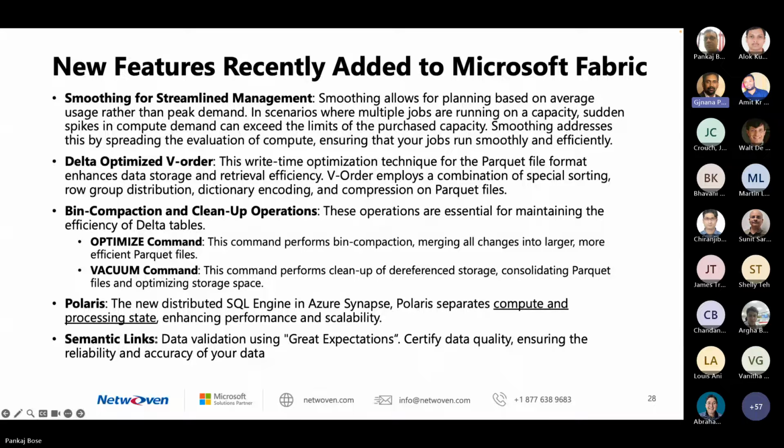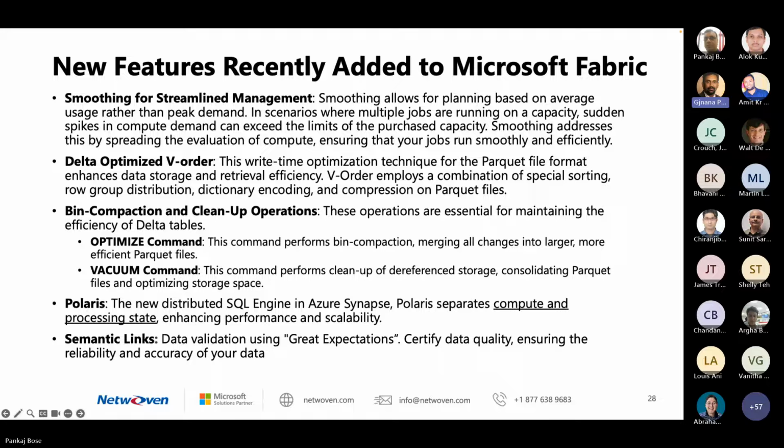But at the same time, Polaris separates compute and processing state. What does it mean? We had compute and storage separated, that's okay, but that is stateful. Whereas with the Polaris engine, compute and process state is stateless. So all your in-flight transactions, in-flight logs, and in-flight data will be outside of your compute, so that in case you lose one compute node, another compute node will pick it up and you don't lose in-flight transactions.